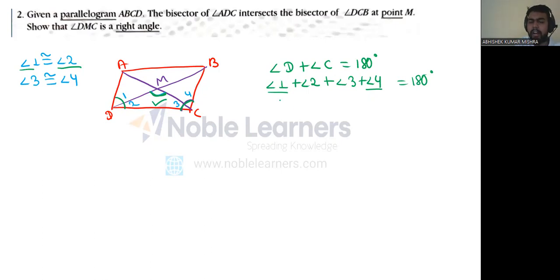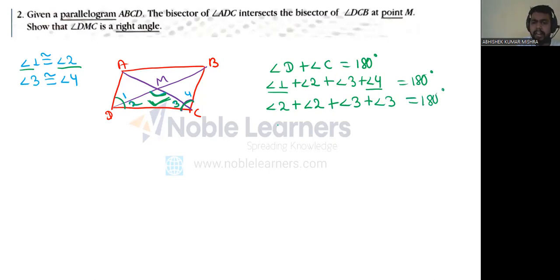So instead of angle 1, I am writing here angle 2 because angle 1 and angle 2 are the same thing ultimately. Then again there is angle 2. Why am I writing angle 2? Why am I not writing angle 1? Because I need to deal with this triangle. There is the angle DMC and there we have angle number 2. In the same way here we have angle 3. So angle 3 I will leave as it is, and angle 4 I will substitute as angle 3 because angle 4 and angle 3 are equal to each other. That would be equal to 180.